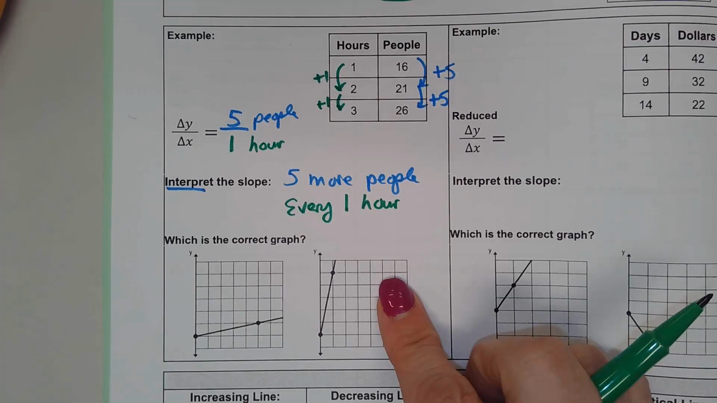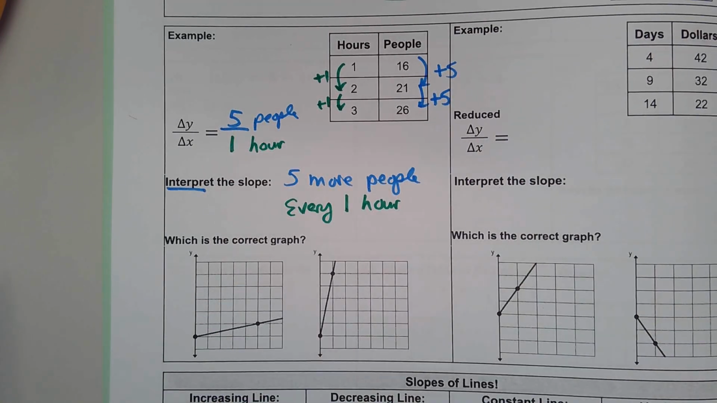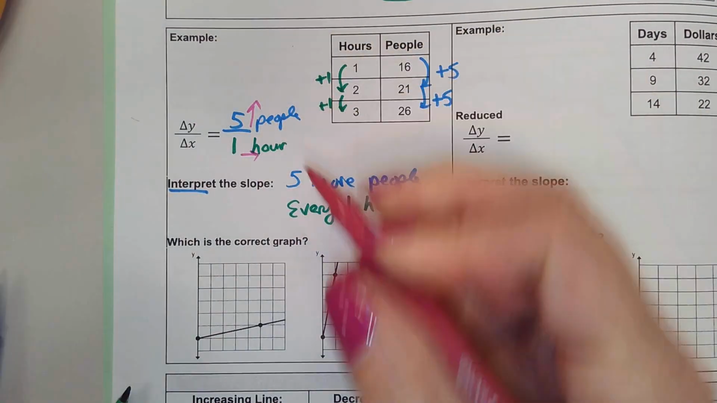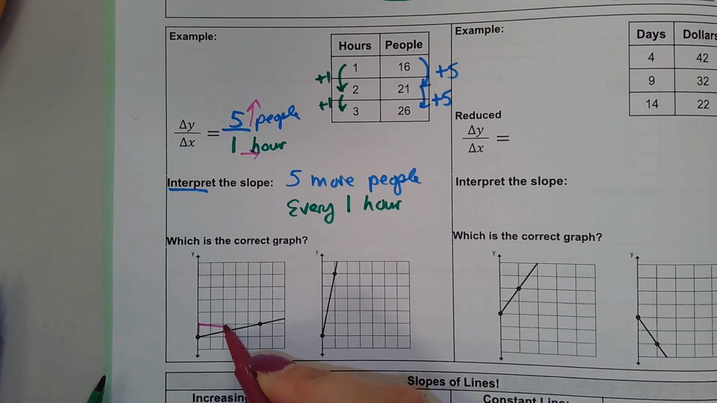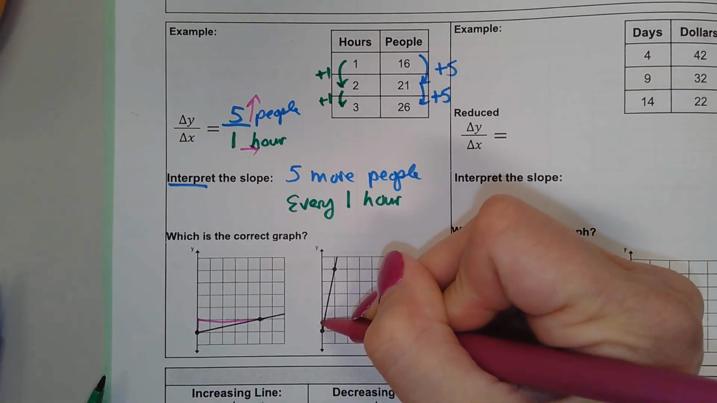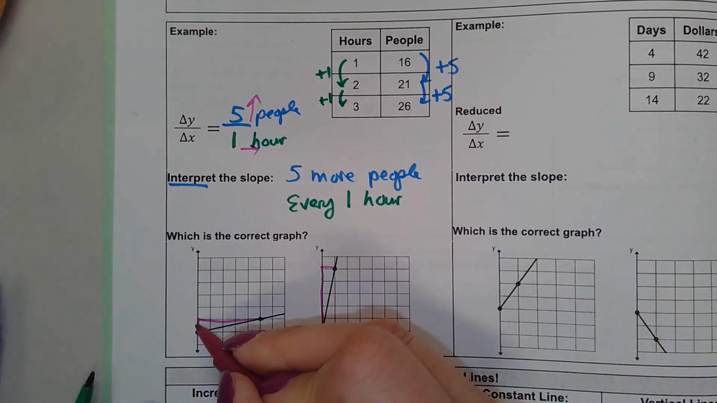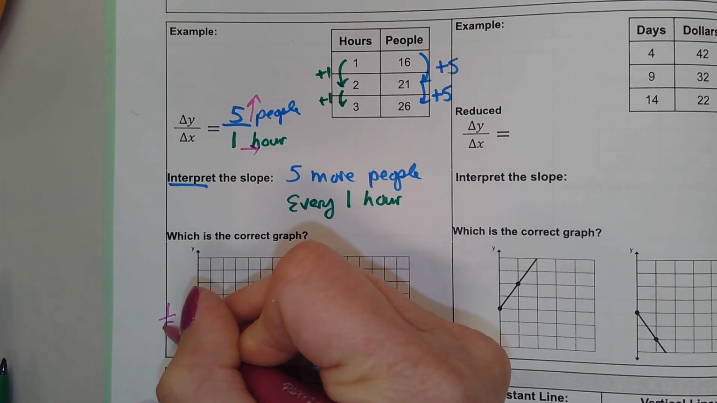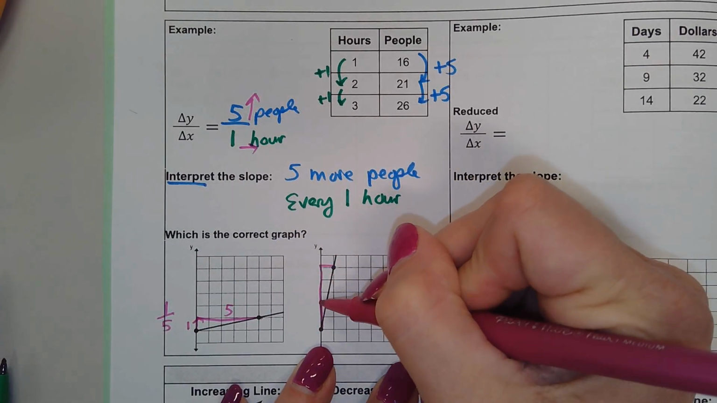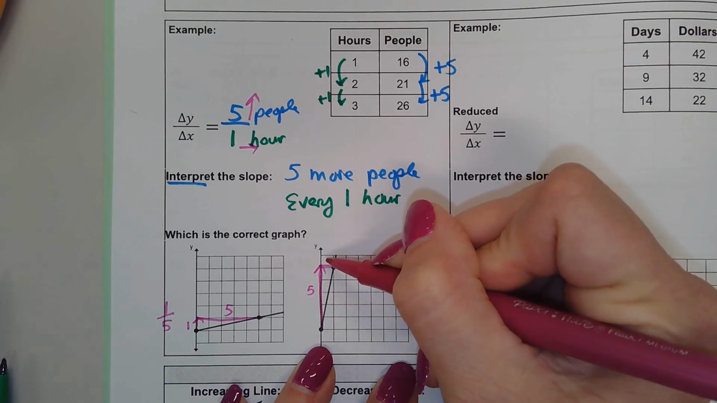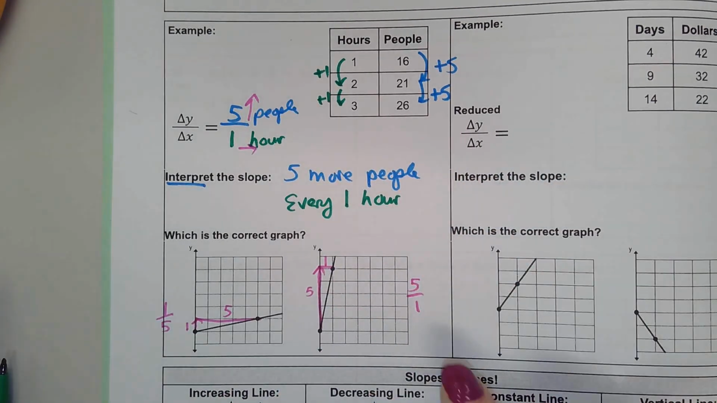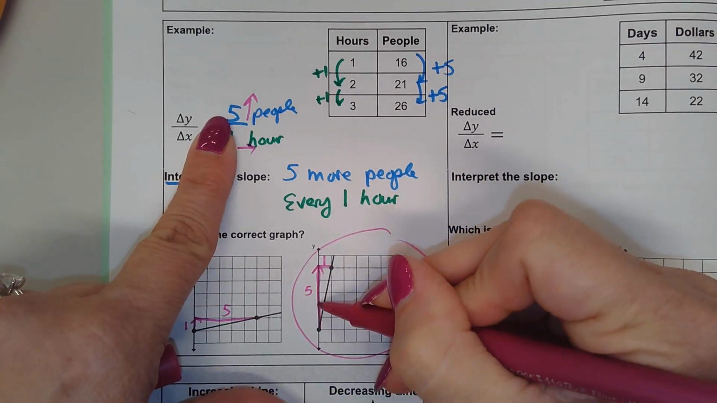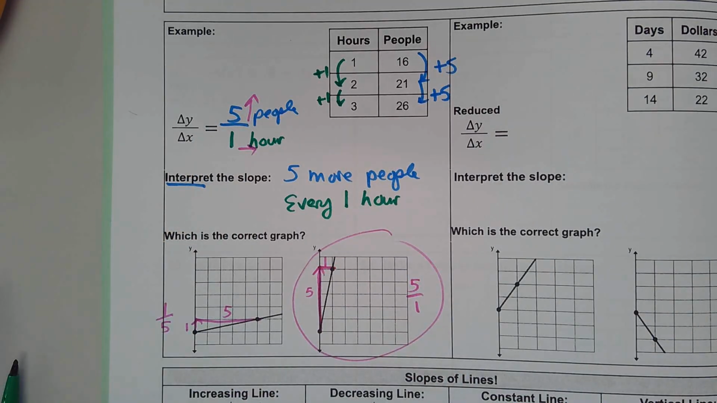Which graph is correct? If our slope is positive, that means it would go up 5 and over 1. So let's see, is this the correct graph? Or is this the correct graph? This goes up 1 over 5. This line goes up 5 and then over 1. So the correct graph would be this one right here. 5 more people every 1 hour.